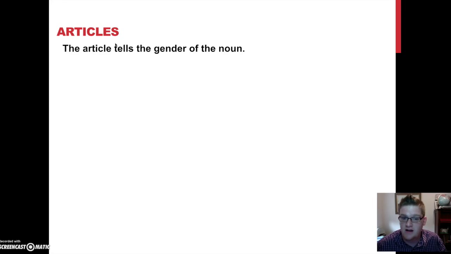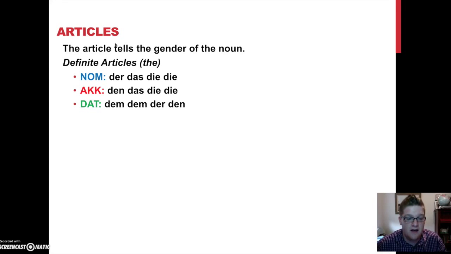Now, a little bit on articles. Again, this should be pretty simple. The article tells the gender of the noun. This is the der, die, and das. Definite articles translate as the. In the nominative case, if you're dealing with a masculine noun, it is der. If you're dealing with a neuter noun, it is das. If you're dealing with a feminine noun, it is die. And if you're dealing with a plural noun, it is also die. If you're in the accusative case, the masculine article is den, the neuter article remains das, the feminine article is die, and the plural article remains die.